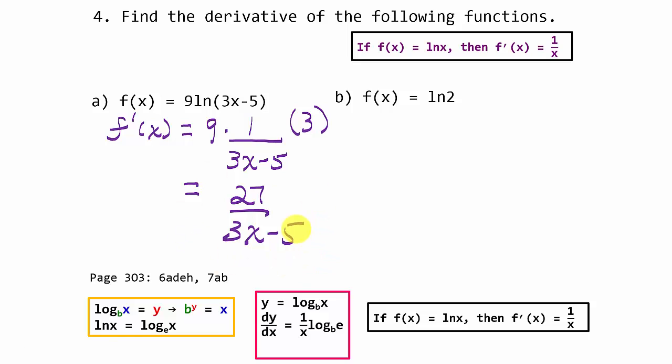There's your derivative. Last question, save the easiest for last. The derivative of the natural log of 2. The natural log of 2 is a constant. Notice there is no x value listed anywhere. We know the derivative of a constant is equal to 0.